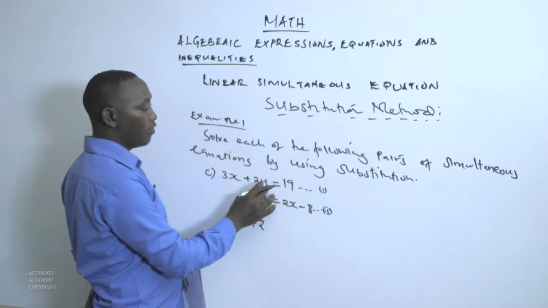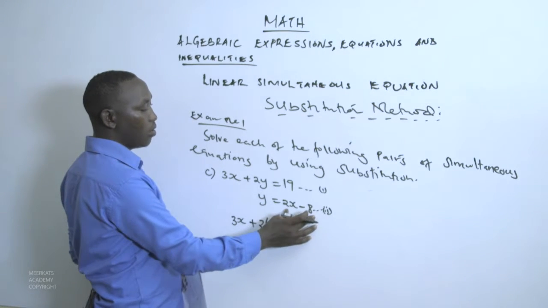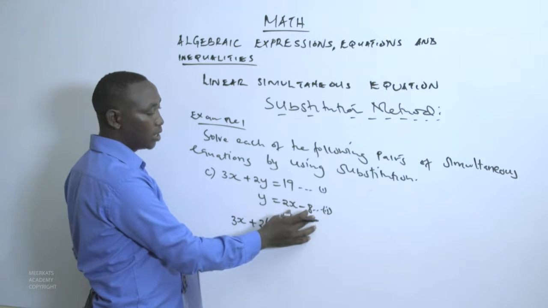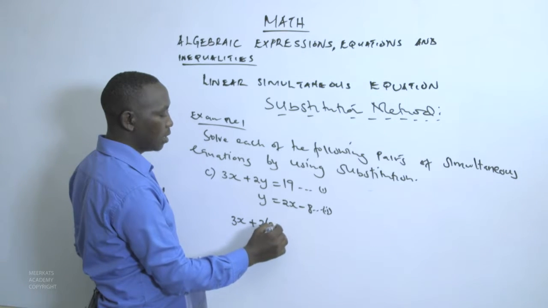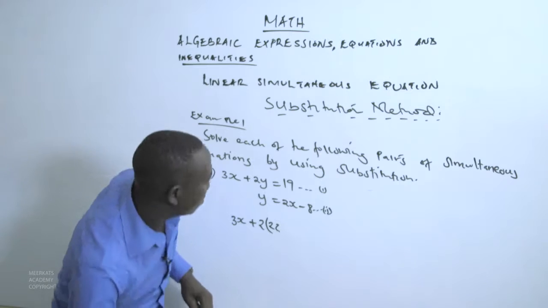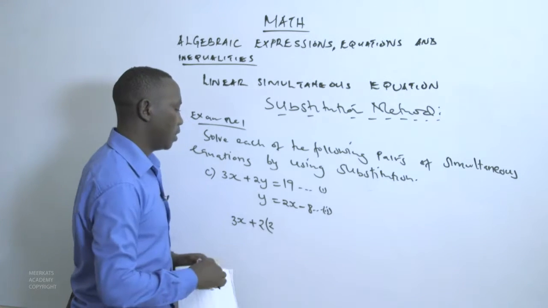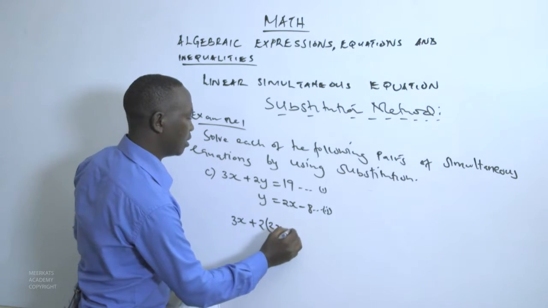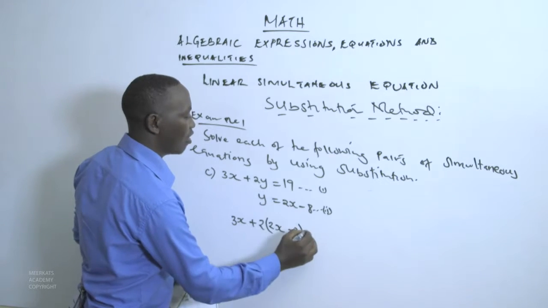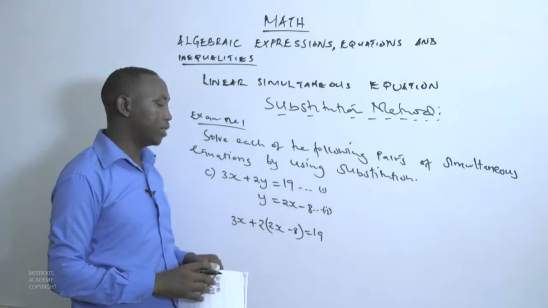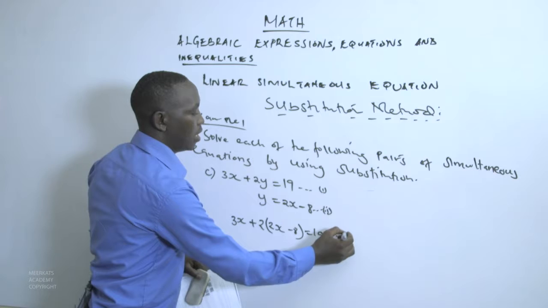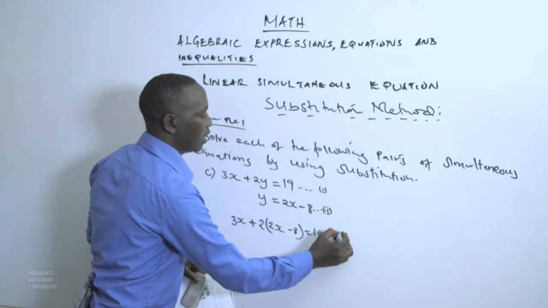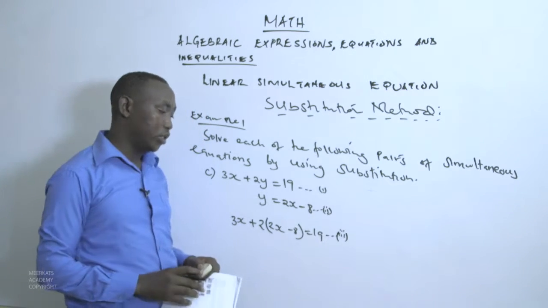So when you replace the value of y in this equation, you will find 3x plus 2. Instead of y, we put the value of y, which is 2x minus 8. We have been told all that equals to 19. Therefore, this is our third equation.